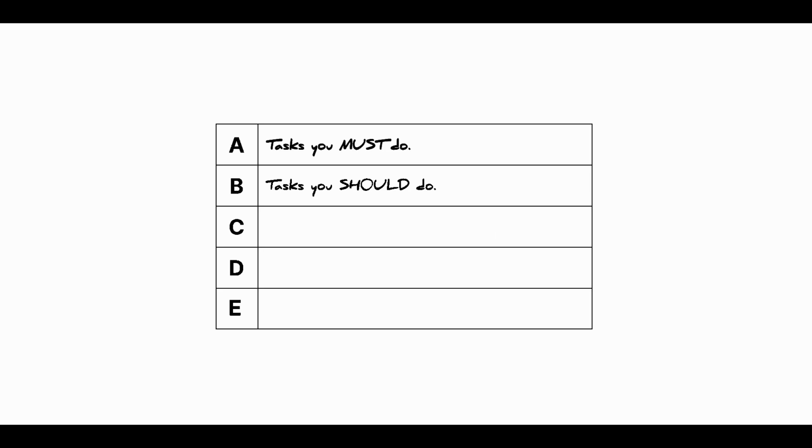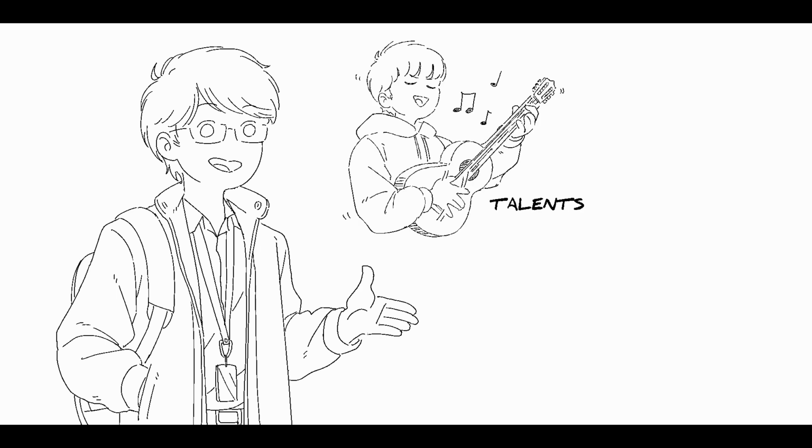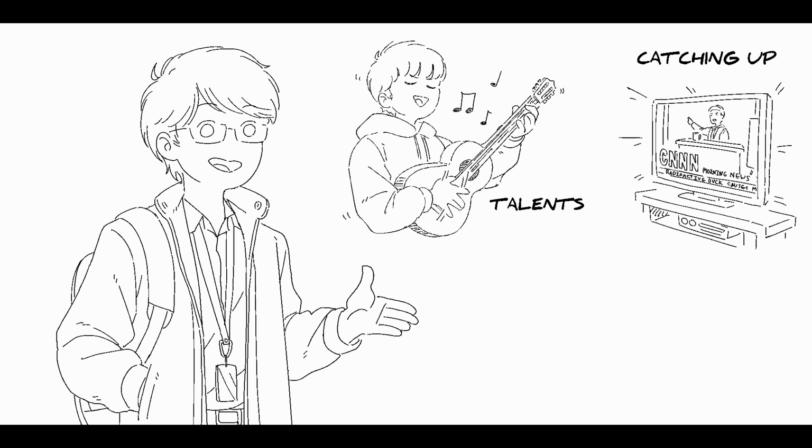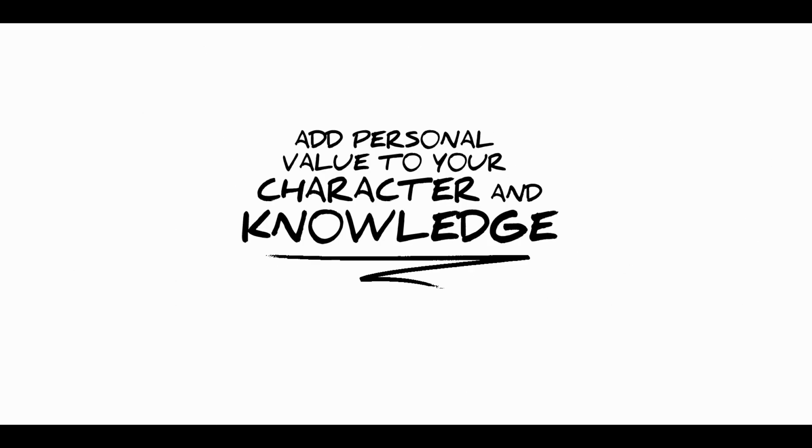Next, we have your C tasks, or nice-to-have tasks. These are tasks that can add value, but don't hold any significant consequences if left undone. Examples could be pursuing a new talent or a current one, catching up with friends or other media, reorganizing your room, etc. Unlike your A to B tasks, these tasks are entirely optional and meant to be enjoyed. They can add personal value to your character and knowledge, allowing you to grow more as a learner.